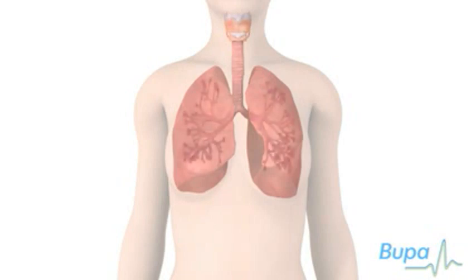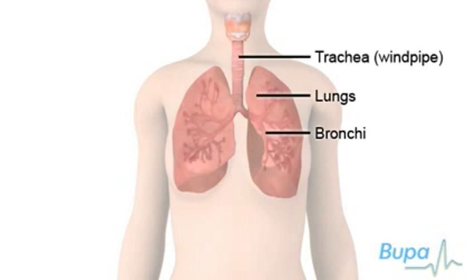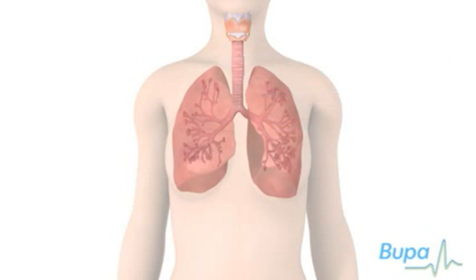Air passes through the trachea and bronchi to the lungs when you breathe. Chronic obstructive pulmonary disease, or COPD for short, is the term used to describe long-term conditions affecting the lungs which cause breathing difficulties. COPD is mainly caused by smoking cigarettes.